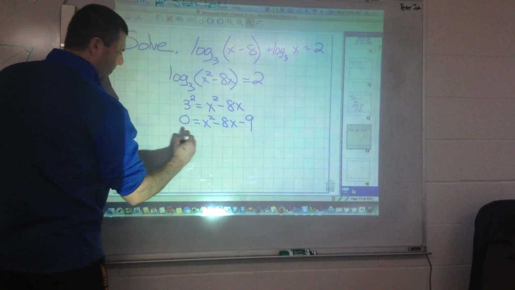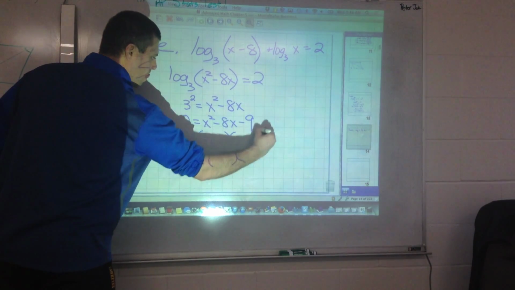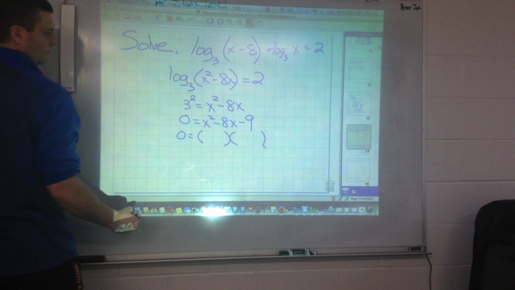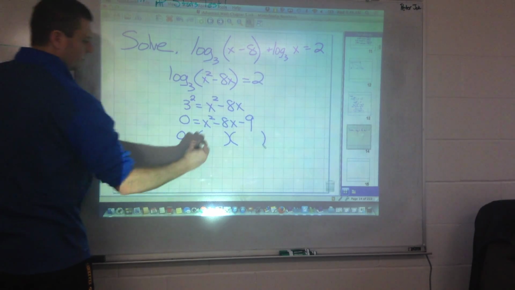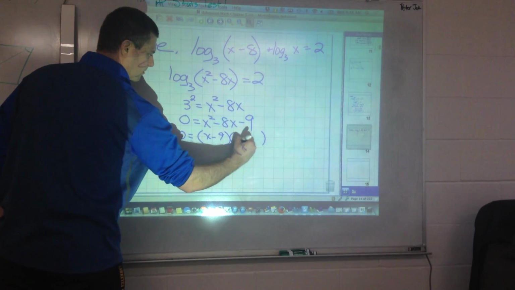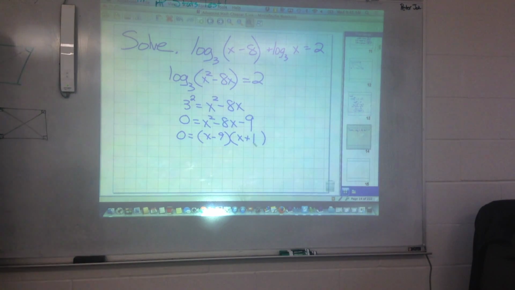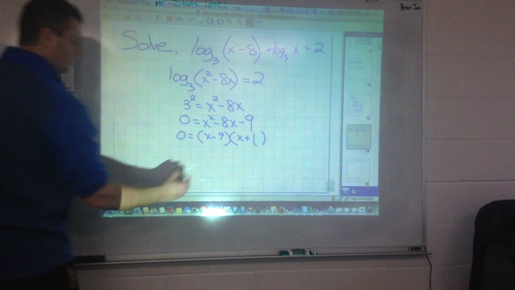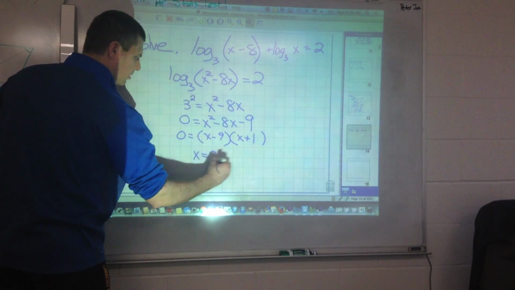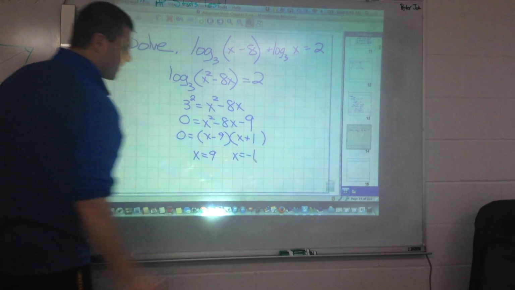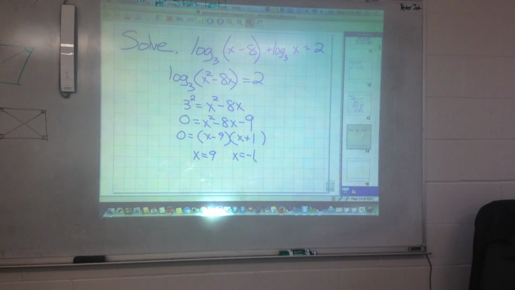Is that factorable? Yeah. x minus 9, x plus 1, so my solutions are 9 and negative 1. Okay, circle my answers, move on to the next problem. No. Plug them in. Make sure they work. I can tell you right now, one of them won't work.